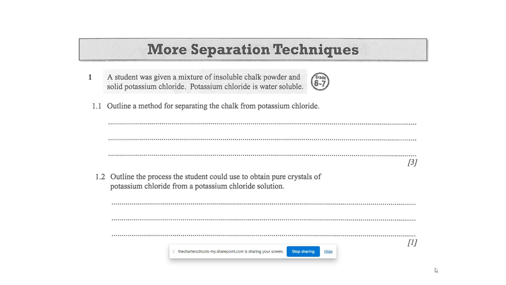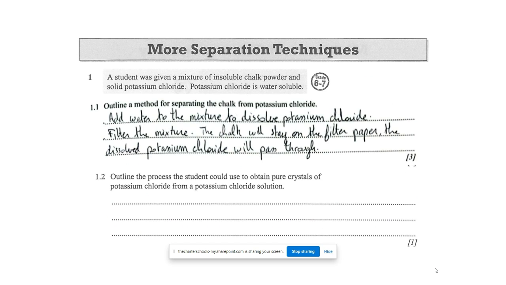A student was given a mixture of insoluble chalk powder and solid potassium chloride. One of them is soluble in water. Outline a method for separating the chalk from potassium chloride. So you're going to pour both your mixture in water. Only potassium chloride will dissolve. The chalk powder will stay a solid. Then you can filter it out. So the chalk will stay on the filter paper and the dissolved potassium chloride will pass through.